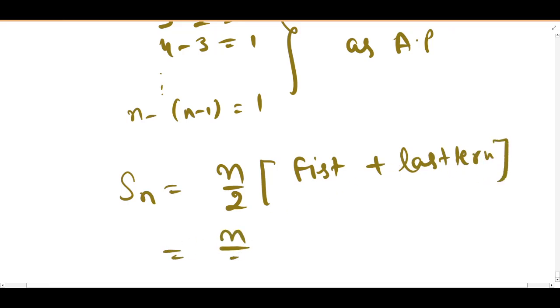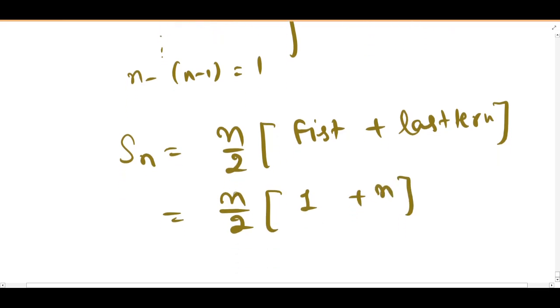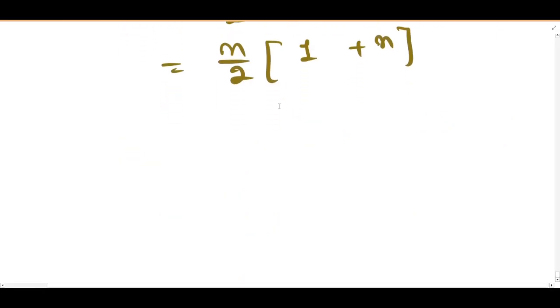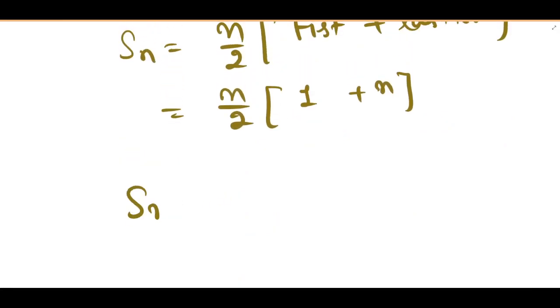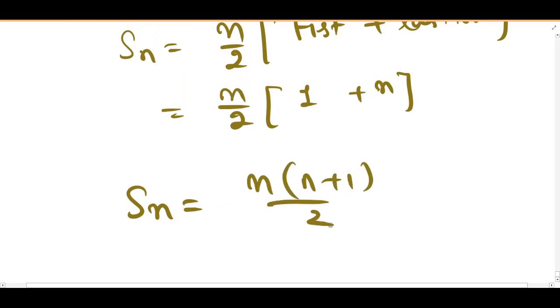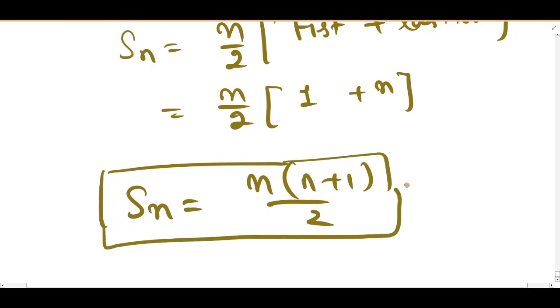Therefore n by 2, first term is 1 and last term is n. So the sum of natural numbers is Sn equal to n(n+1)/2. So this is the sum to n terms of a special series, which is called the sum of natural numbers.